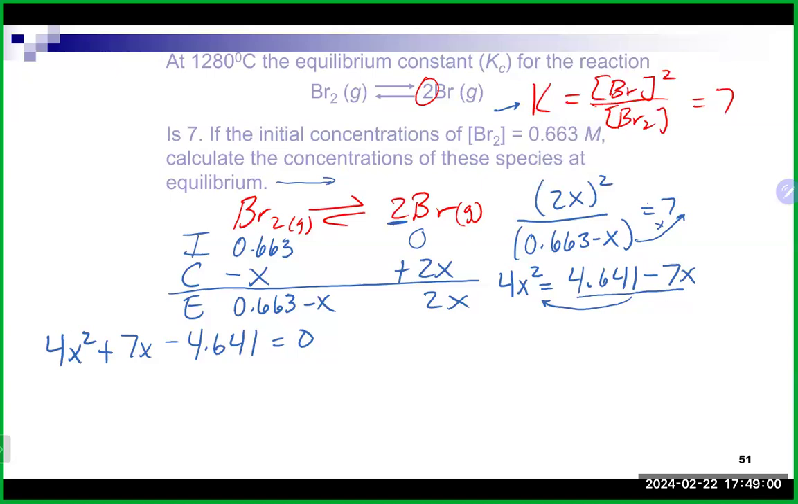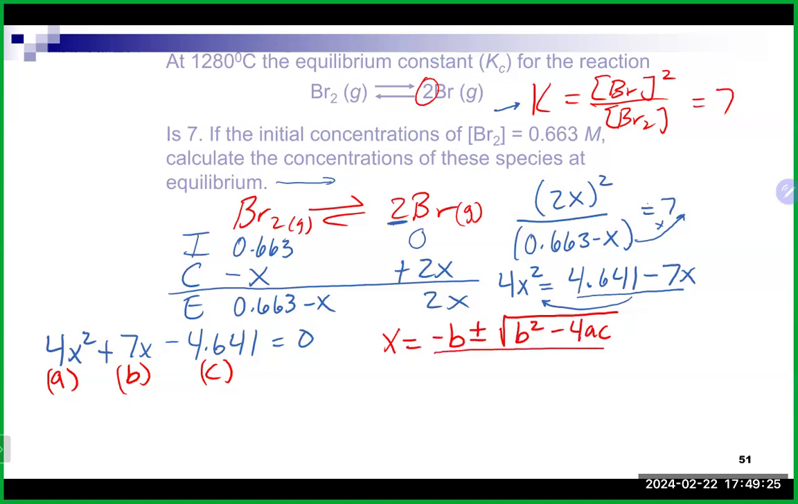Now, this is our quadratic, right? And this represents our a, b, and c. And by the way, you do take the negative with that c, right? So that's going to go into our x is equal to minus b plus or minus the square root of b squared minus 4ac, divided by 2a. All right. Any questions on that so far?